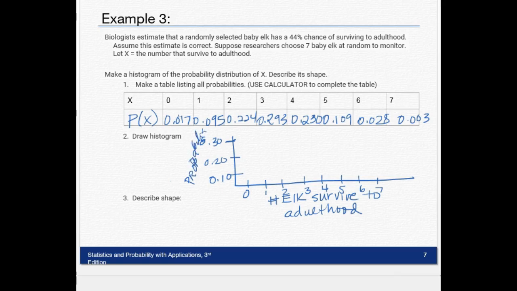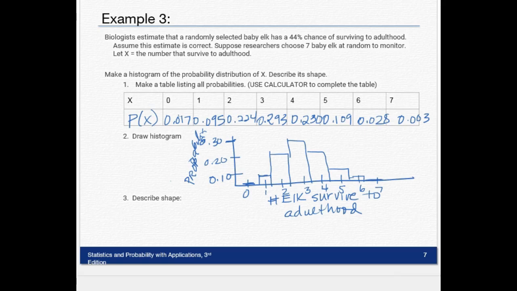Now I draw my histogram. 0.017, that is barely anything at 0. 0.095, that's close to 1. 0.224, 0.293, 0.3, and then 0.109, 0.028, and 0.003 is almost nothing, right? So look at our shape.